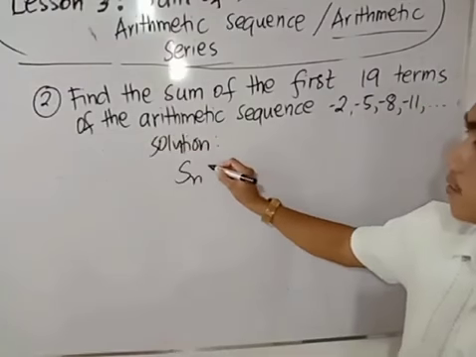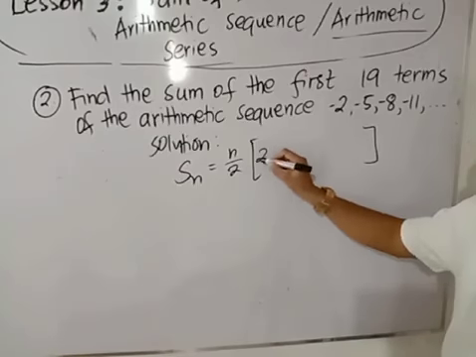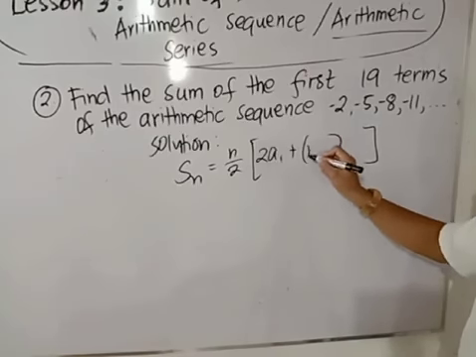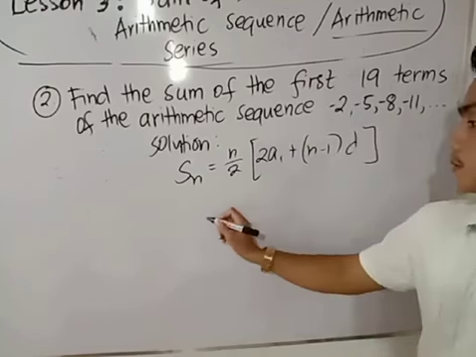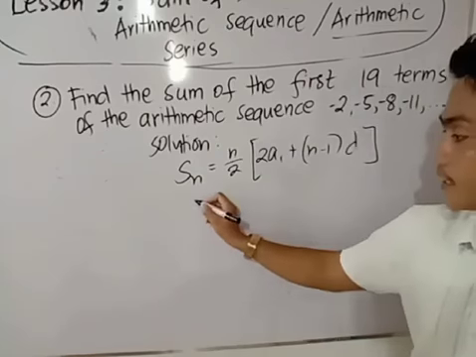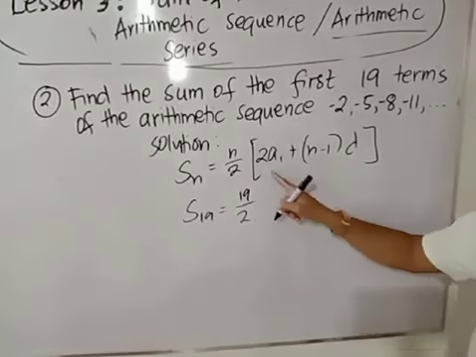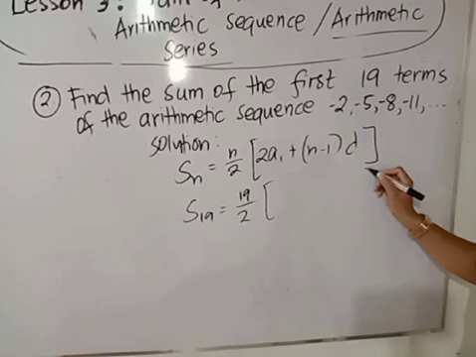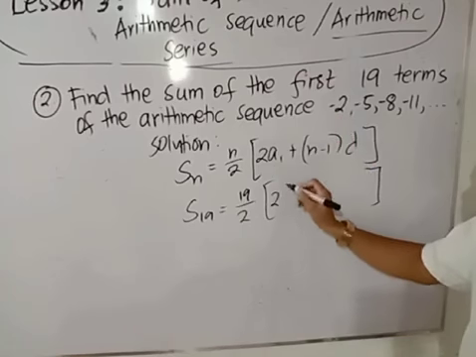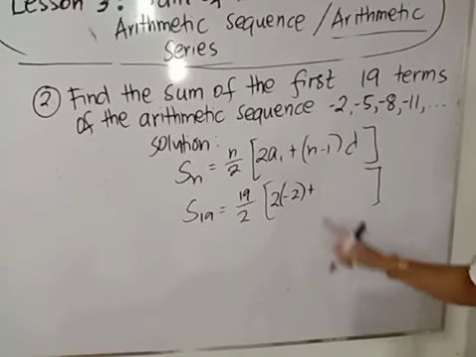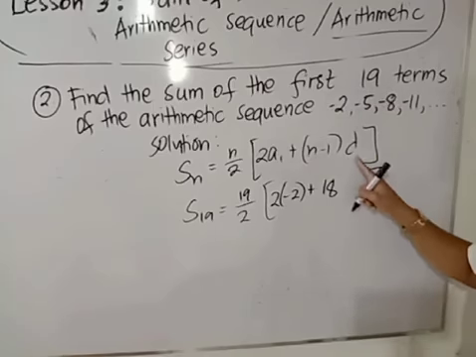S sub n equals n over 2 times 2a sub 1 plus the quantity n minus 1 times the common difference. So the sum of the first 19 terms, S sub 19 equals 19 over 2 multiplied by 2 times a sub 1, which is negative 2, plus our n, 19 minus 1, 18, times the common difference.